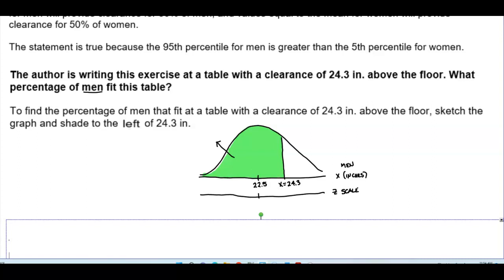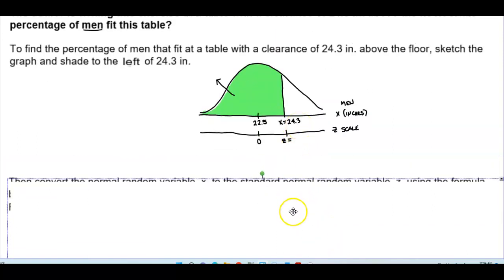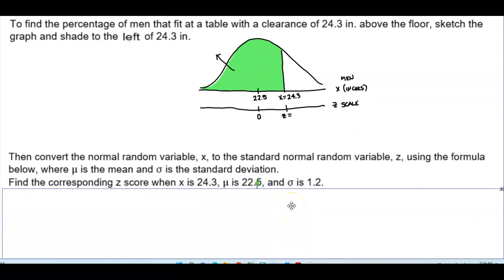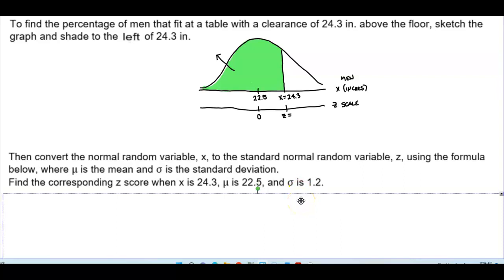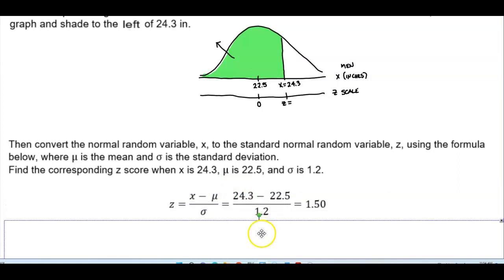We know that the mean for our z is 0. Then we want to find the value of z according to our x value of 24.3. To convert the normal random variable x to the standard normal random variable z, we use the formula below, where we're given the mean and the standard deviation. We want to find the corresponding z-score when our value x is 24.3, our mean is 22.5, and our standard deviation is 1.2. So we're going to plug it into our formula.